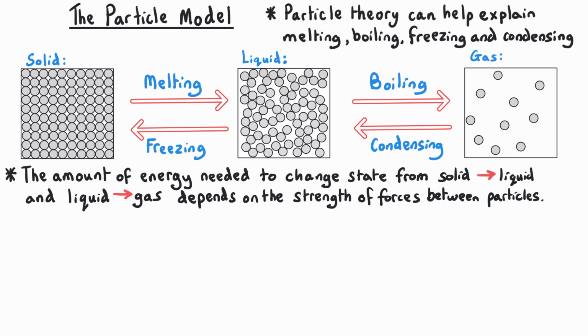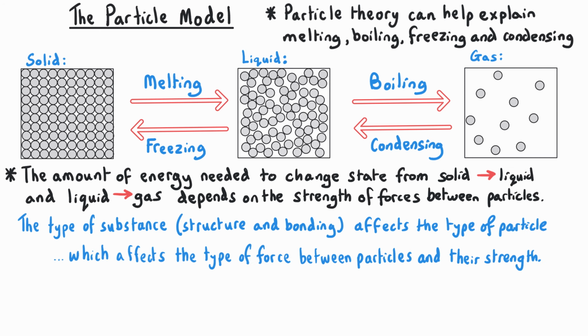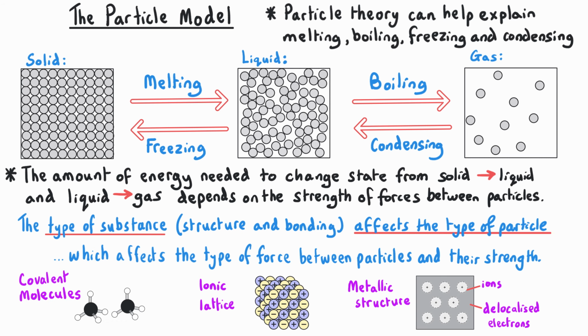The amount of energy needed to change state from solid to liquid and liquid to gas will depend on the strength of the forces between the particles. And the type of substance itself, so that means its structure or its bonding, will affect the type of particle a substance is made up of. And so this could mean we're talking about molecules, or we could be talking about ions in a lattice. And this will affect the type of force between the particles of that substance and the strength of these forces.